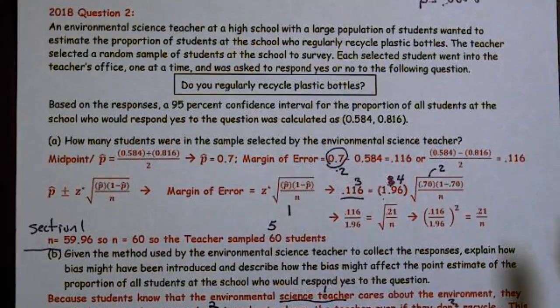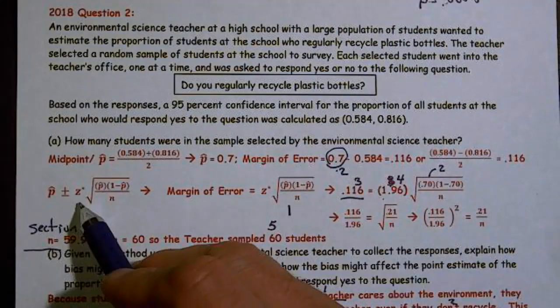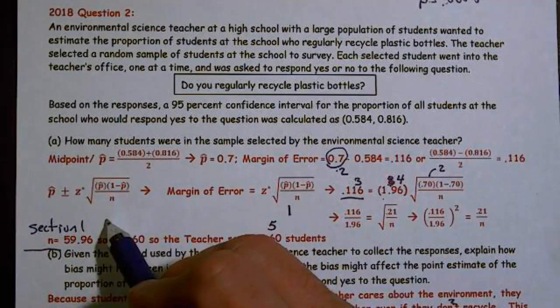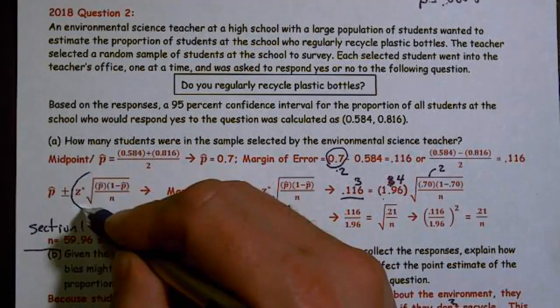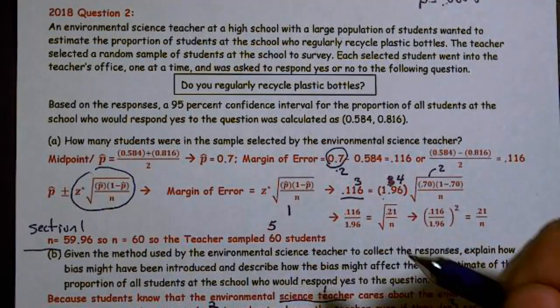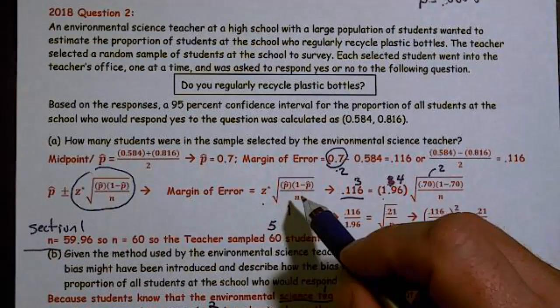So how many students in the sample were selected by the environmental science teacher? Well, first off, I always start by writing my confidence interval formula, which is p hat plus or minus z star times the square root of p hat q hat divided by n. And I know that this part right here represents the margin of error.